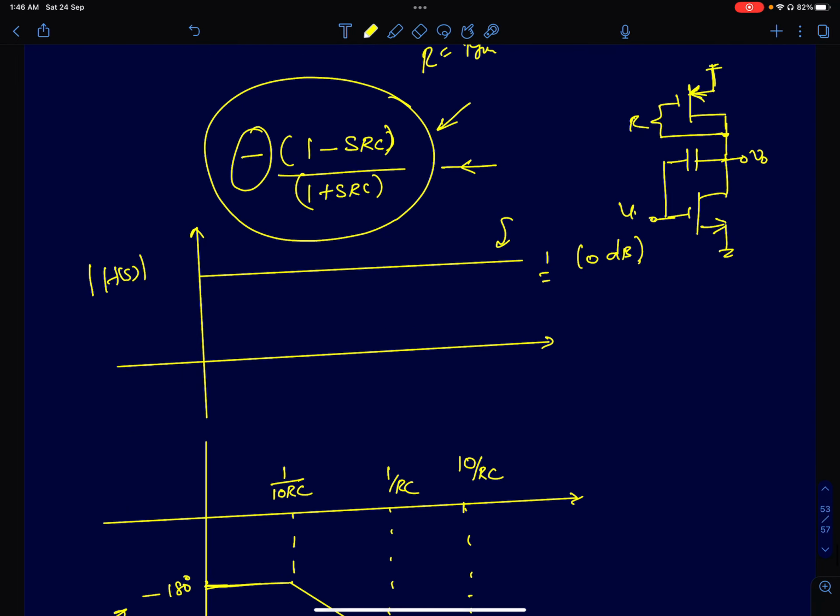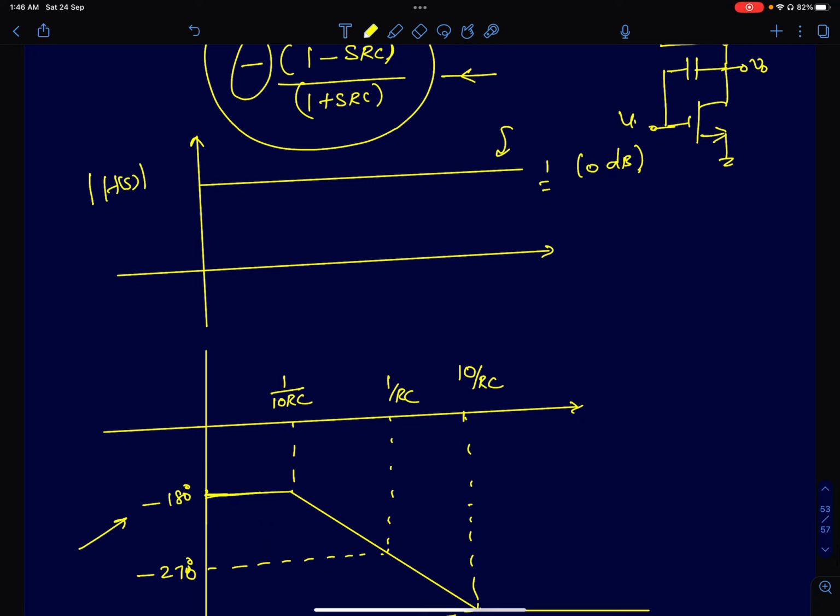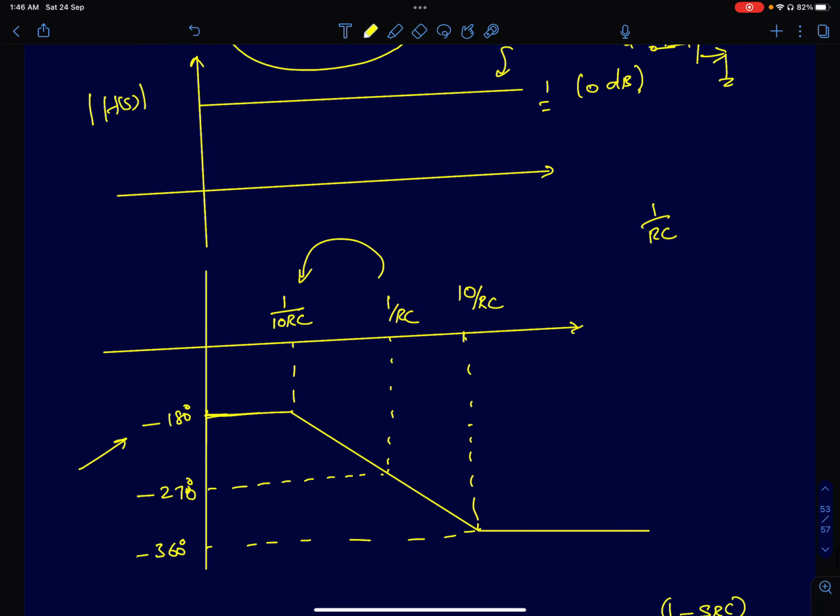Now whenever you're given a transfer function like this, start identifying poles and zeros. And here luckily the pole is at 1 by RC, the zero is also at 1 by RC, but of course, one is a right half plane zero and the other one is a left half plane pole. So at 1 by 10 RC, there will be no impact of zeros and poles, right? So the phase will still be minus 180.